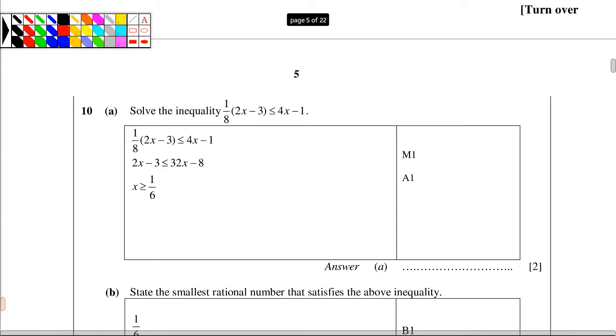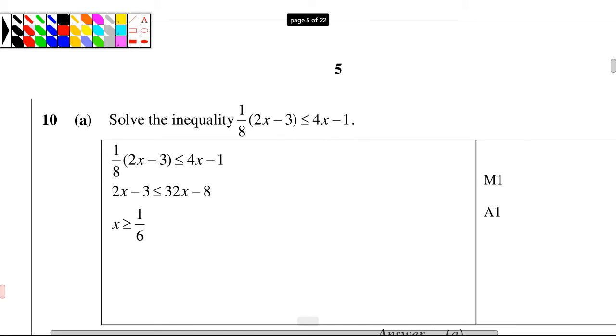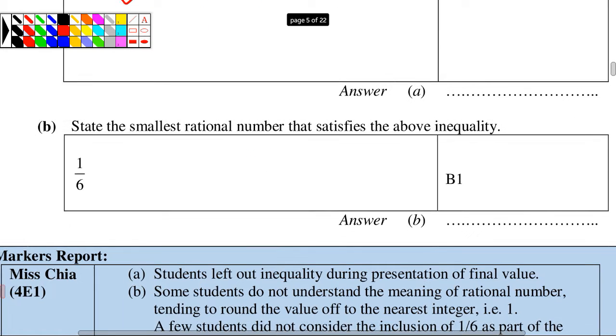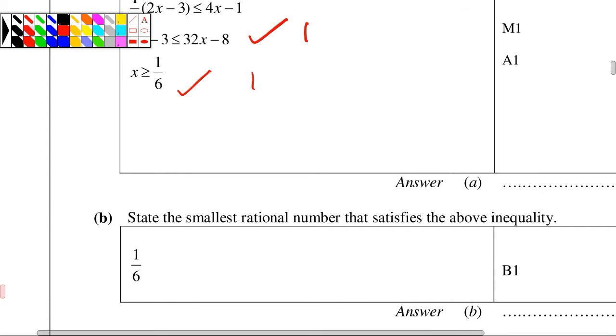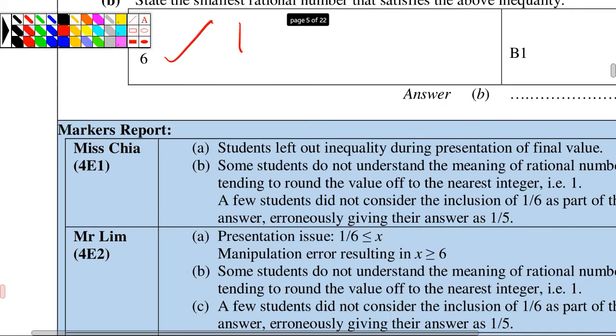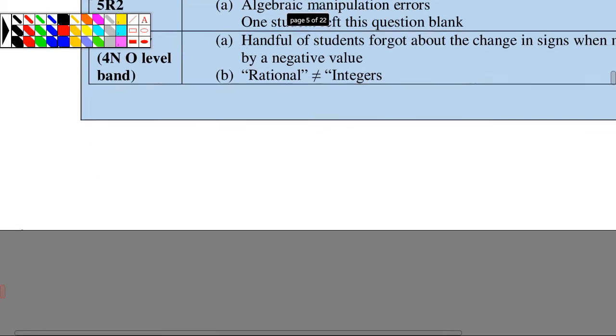Okay, now let's look at this inequality we did this year. Did you get this correct? Yes. So this is 1 mark. Ability to expand is 1 mark. Ability to simplify is 1 mark. Next. Smallest rational number 1/6, 1 mark. Write down the answer, mark, and go on. Okay?